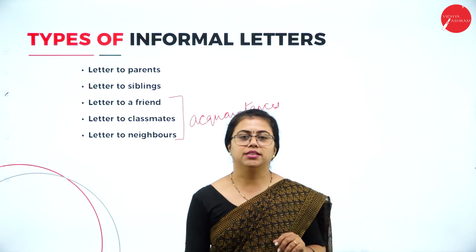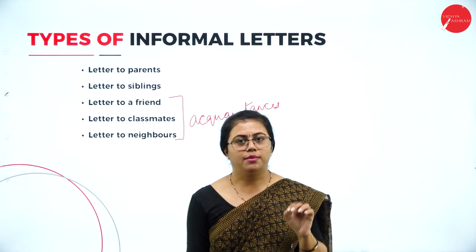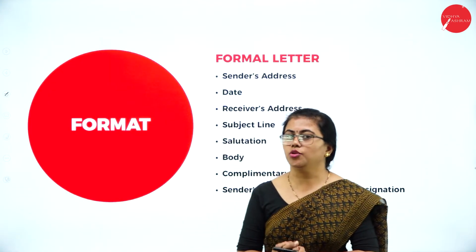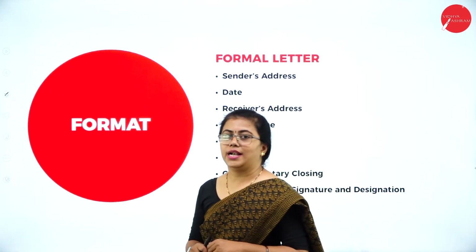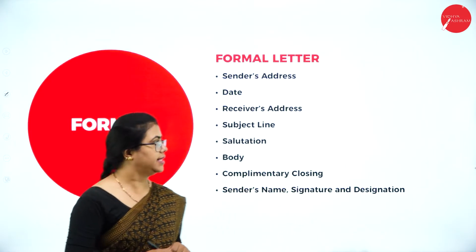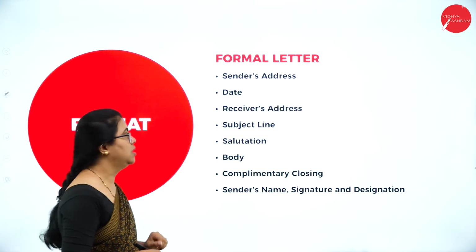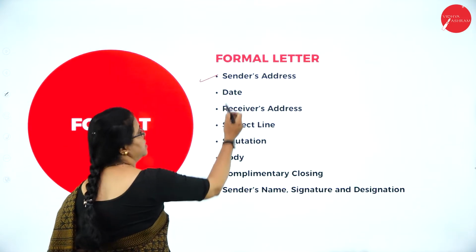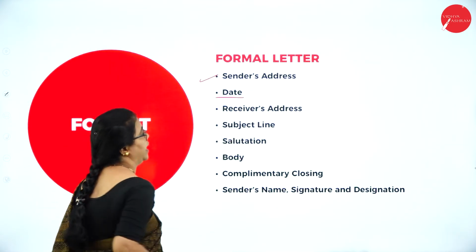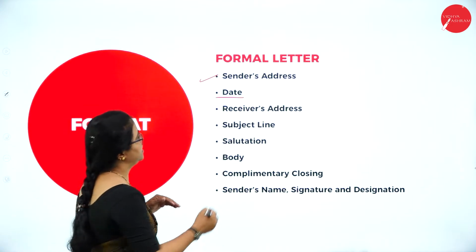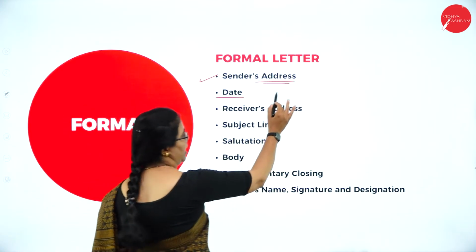So these are the two different types of letters, and among that there are so many subdivisions. These were the types of letters you understood. We'll now understand the format of these letters. In a formal letter, what should you include is the question here. This will start with the sender's address first, then comes the date. For date also there is a format. Sender's address includes only address.